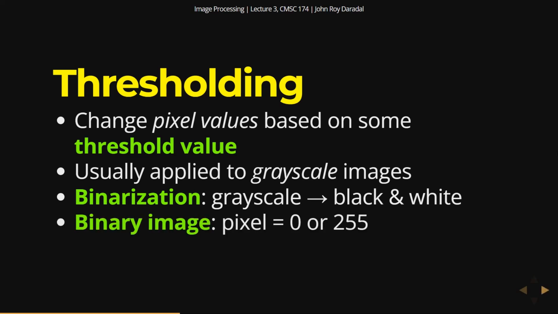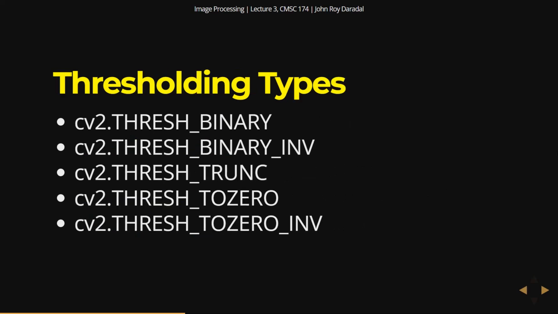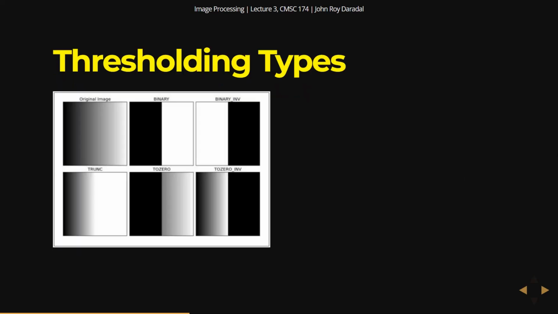So in a binary image, the pixels are either just 0 or 255, either black or white. It's not grayscale anymore, it's purely black or white. So that's a binary image. We have different thresholding types, and these are the flags that we'll use: THRESH_BINARY, THRESH_BINARY_INV, THRESH_TRUNC, which is for truncate, THRESH_TOZERO, and THRESH_TOZERO_INV, which is invert. And these are the explanations for each one.